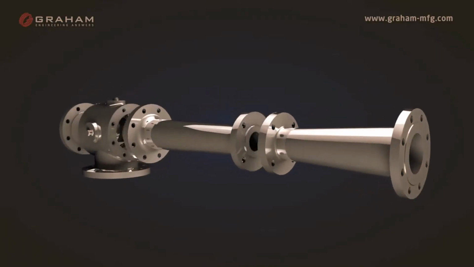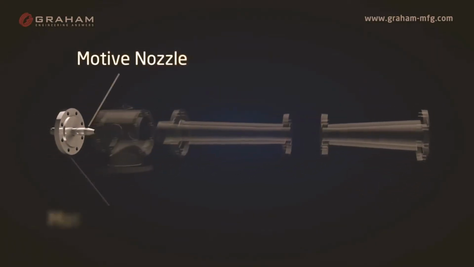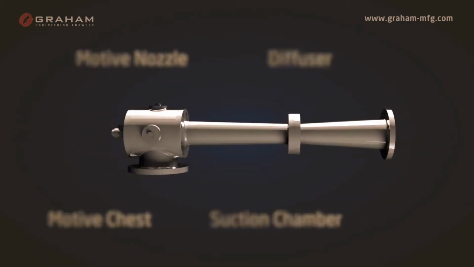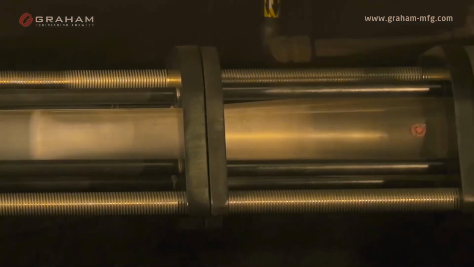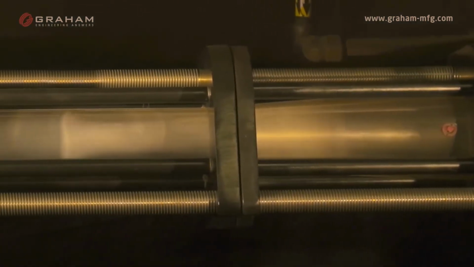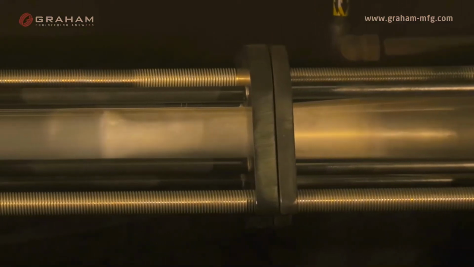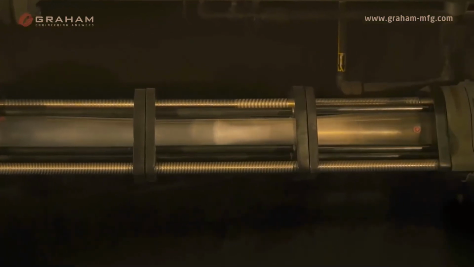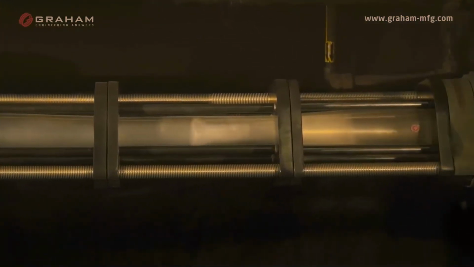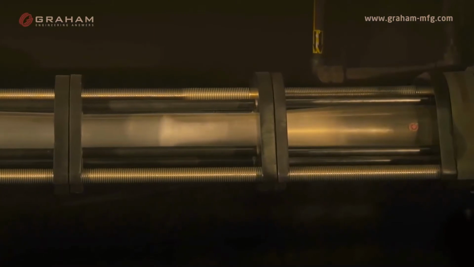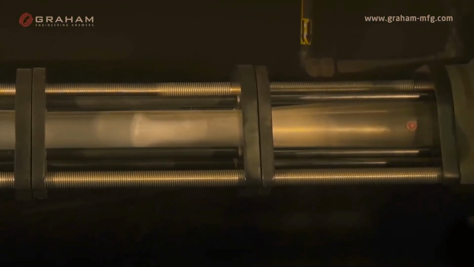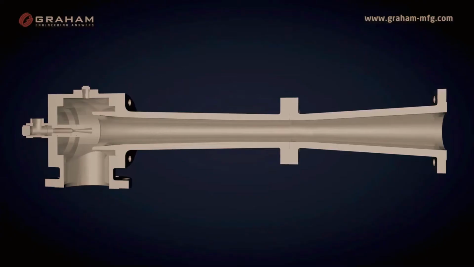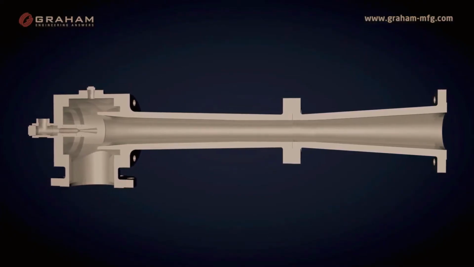There are four major components to an ejector: the motive nozzle, motive chest, suction chamber, and diffuser. An ejector works by converting the pressure energy of the motive fluid, otherwise known as potential energy, to velocity energy or kinetic energy. This is accomplished by the adiabatic expansion from the motive fluid supply pressure to the suction load pressure as motive fluid flows through a converging-diverging nozzle, as you can see happening here in the glass ejector. Now we will move on to discuss the four major components in more detail.